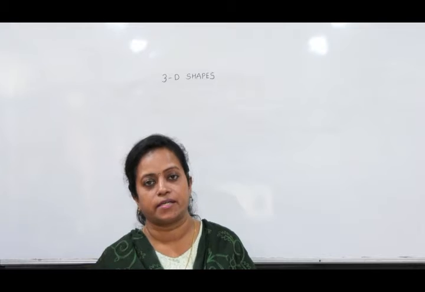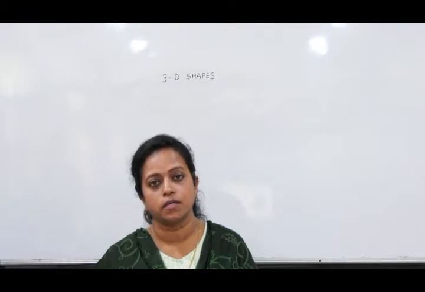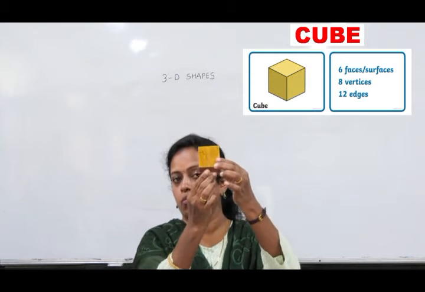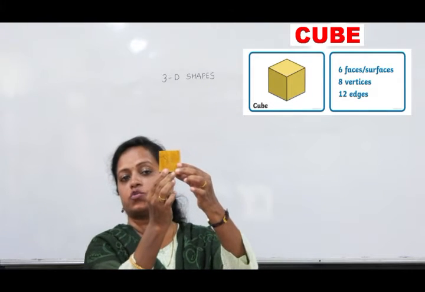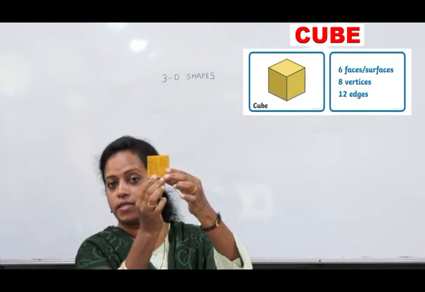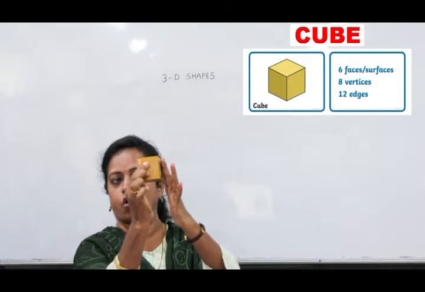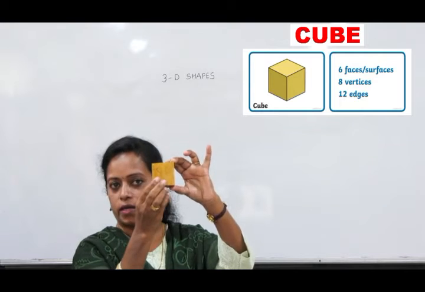The first shape that is discussed in your textbook is a cube. Now this is the shape of a cube. Now what do you observe with respect to face, edge and vertices that you have learned? You will find that all the faces of this cube are square in shape.